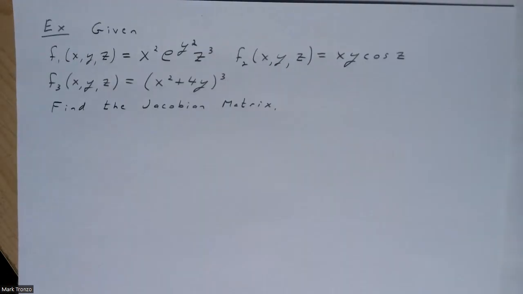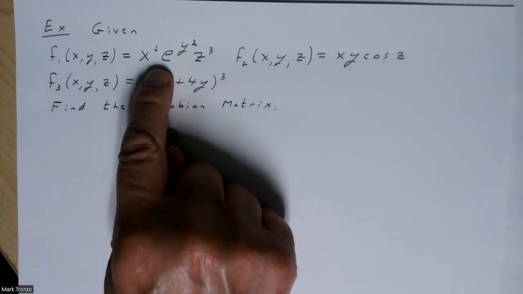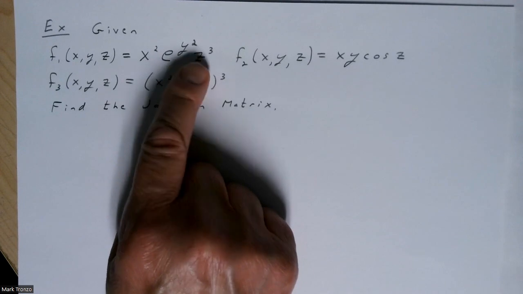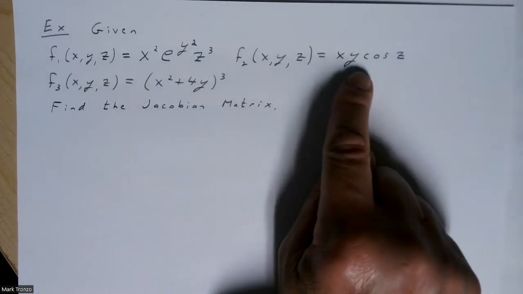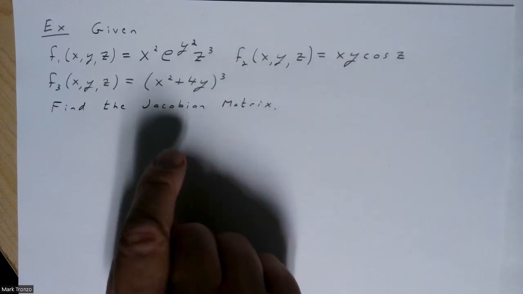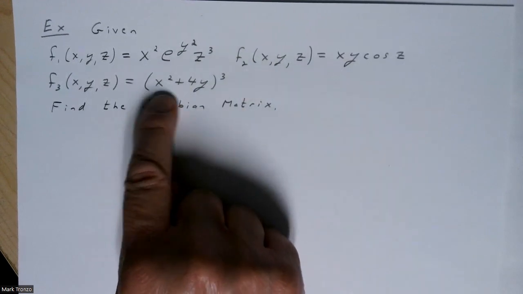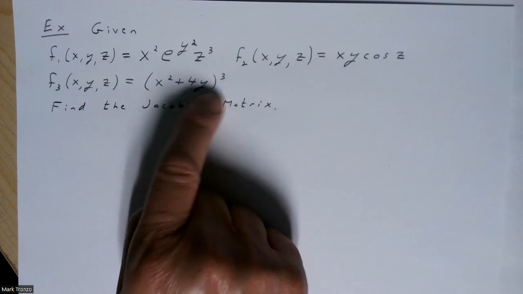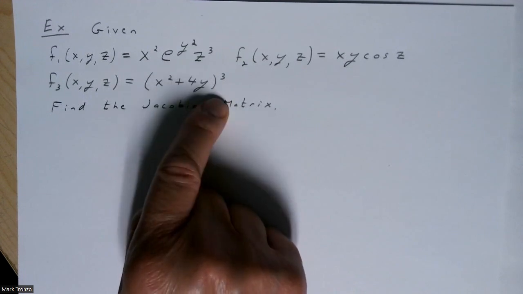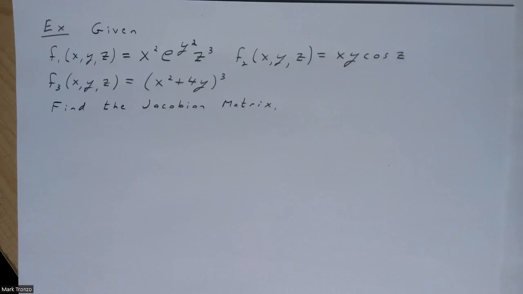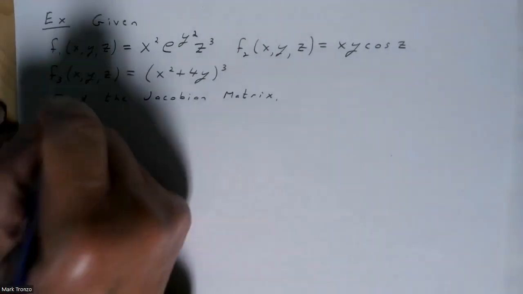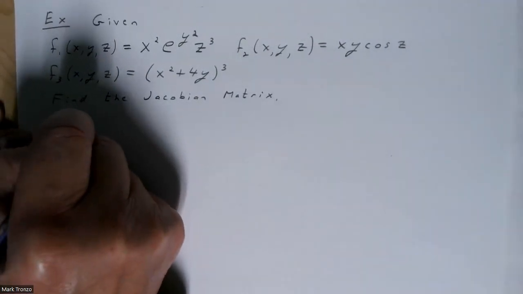So next, let's do an example. We're given three functions, f1, f2, f3, and they're defined here: x squared e to the y squared z cubed, xy cos z, and then (x squared plus 4y) quantity raised to the third power. And we want to find the Jacobian. And so let's go ahead and do that.